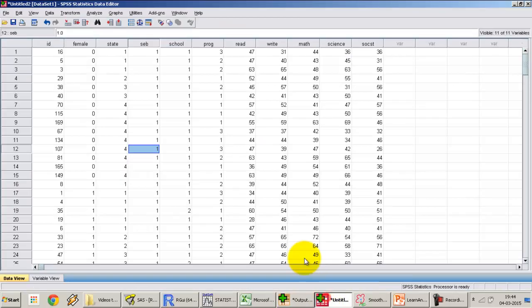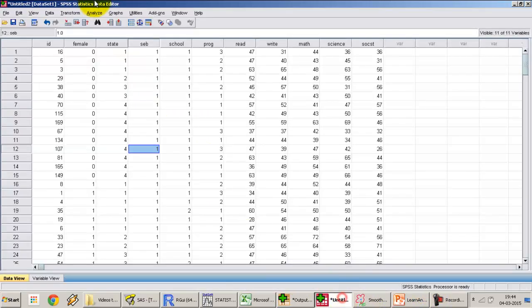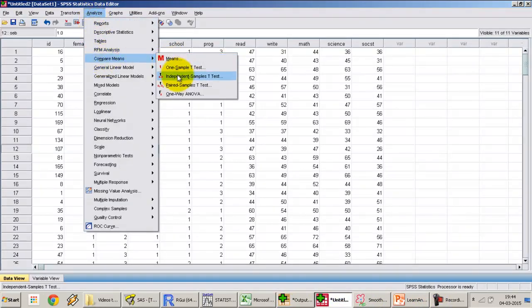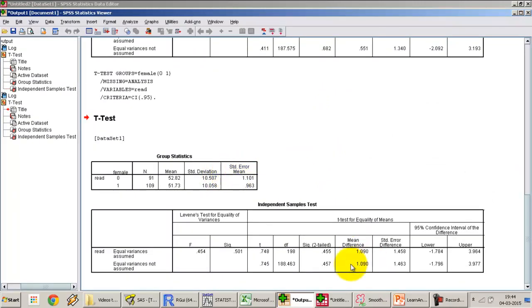If I want to change the impact of gender from math to, let's say, read, I can go over here and click on analyze, compare means, independent samples, remove math, bring in read, press OK, and we get the p-value of 0.457, which is again higher than the value of alpha. Therefore I'm going to accept the null hypothesis, which says that the two samples are the same. Female does not impact the read score. And this is how we do a two sample t-test in SPSS.